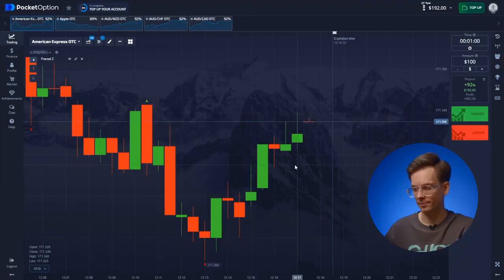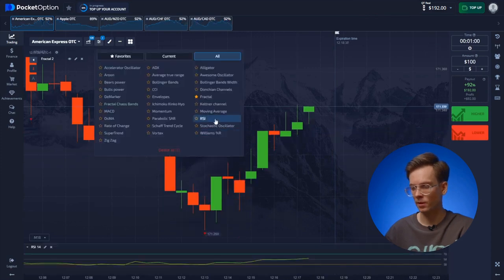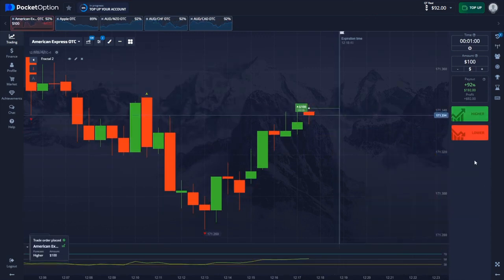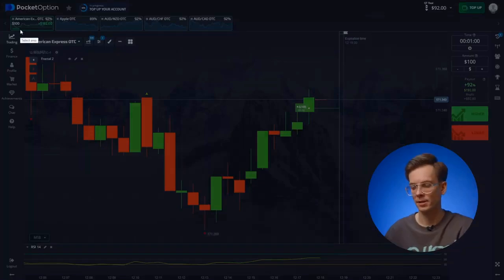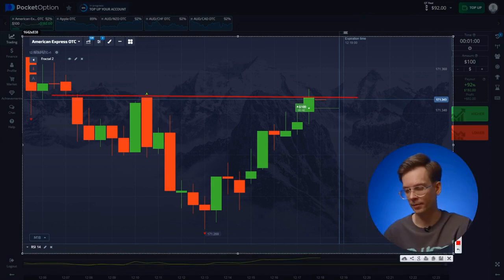American Express. I'm keeping the investment amount at 100. I'm adding another indicator, the RSI. Okay, pressing higher. Now I'll explain why I invested this way. I'm drawing a resistance line. Now watch how the chart has been moving.